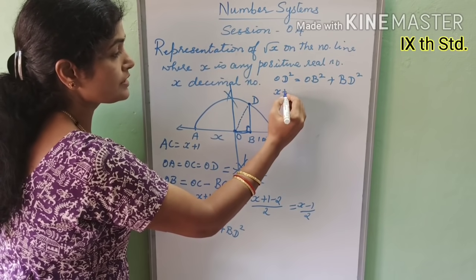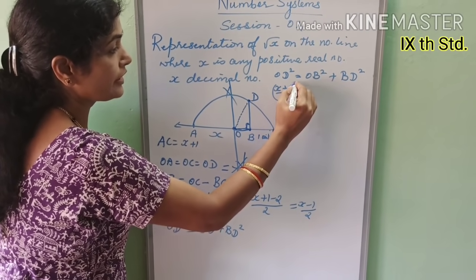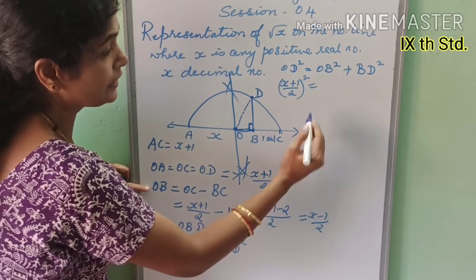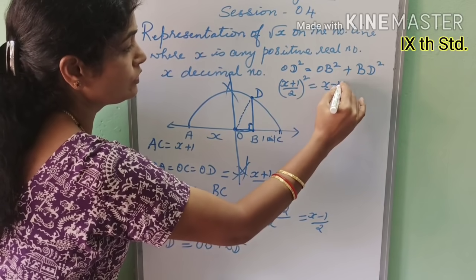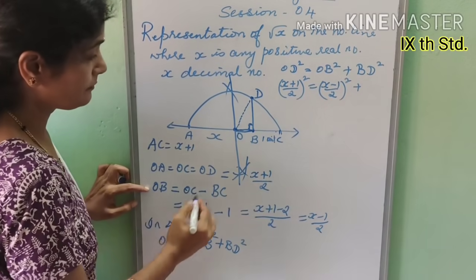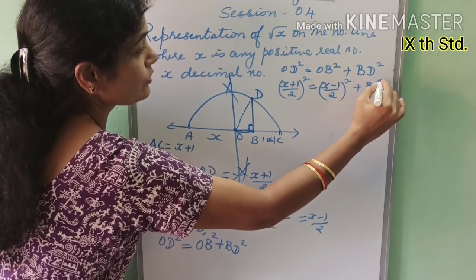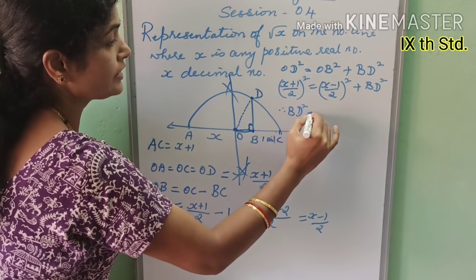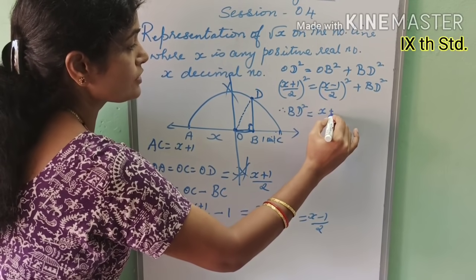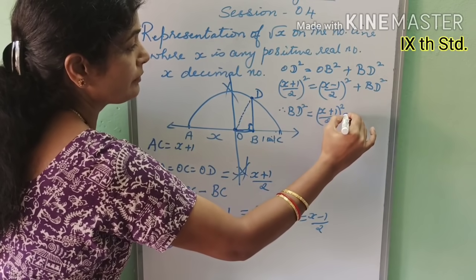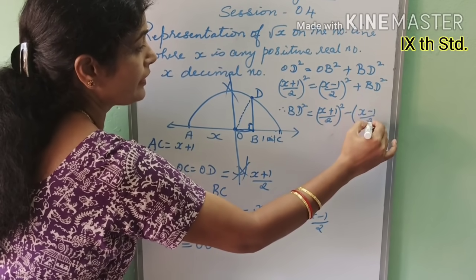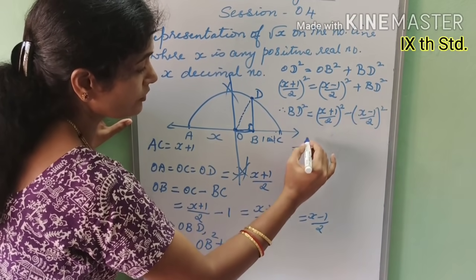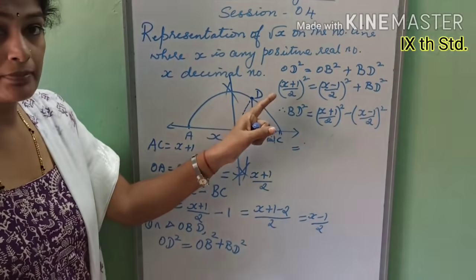This is (x+1)/2 whole square equal to... What is OB? OB is equal to (x-1)/2. ((x-1)/2) whole square plus BD square. Right? Therefore, BD square is equal to ((x+1)/2) whole square minus ((x-1)/2) whole square. Correct. Now simplify this. This is of the form (a+b) whole square.